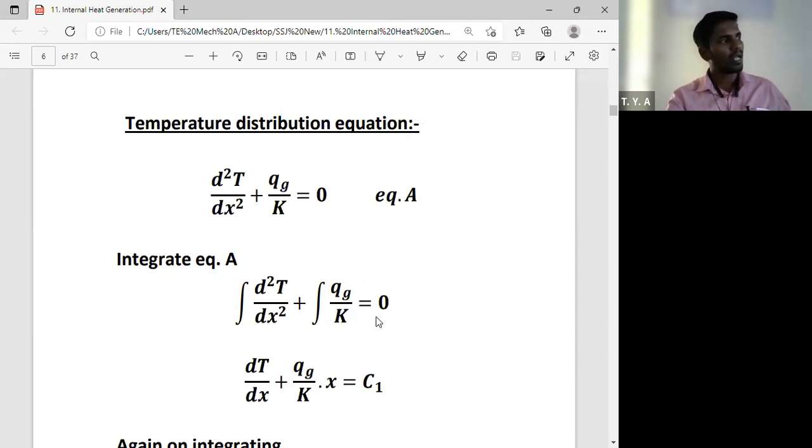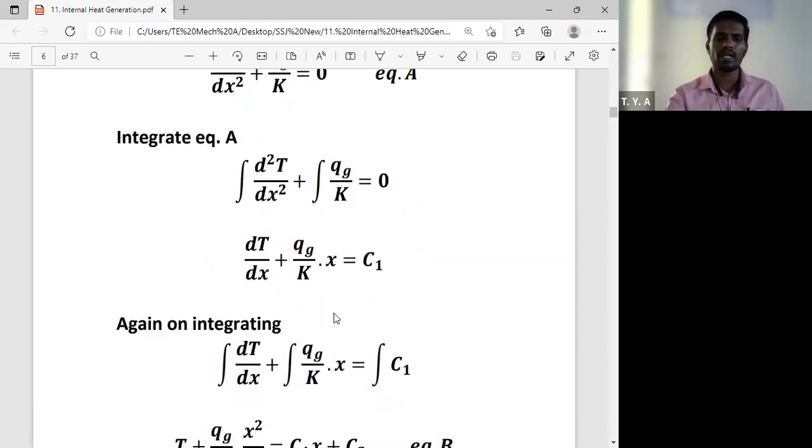Okay, so our aim is to calculate the value of capital T. So again we have to integrate that particular equation. Okay, so again on integrating, take again the integration of that particular terms. So integration of dt by dx plus integration of qg by k into x is equal to integration of c1.